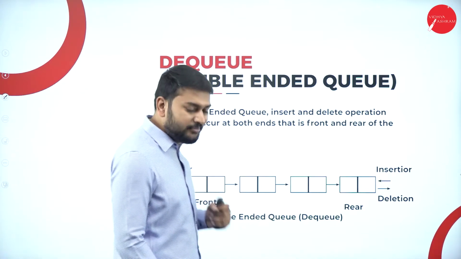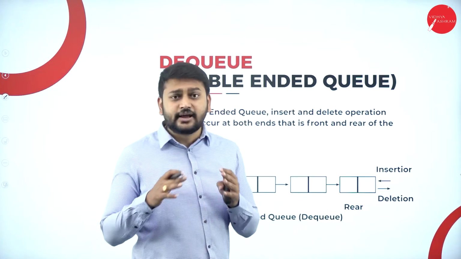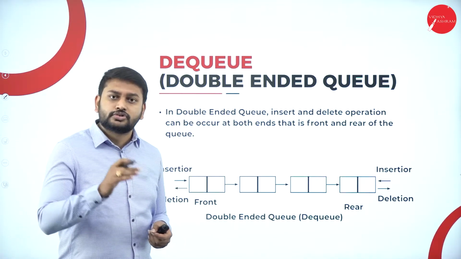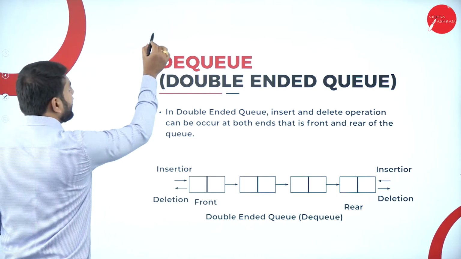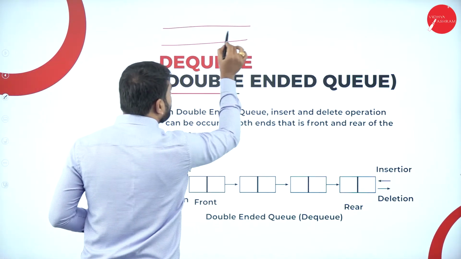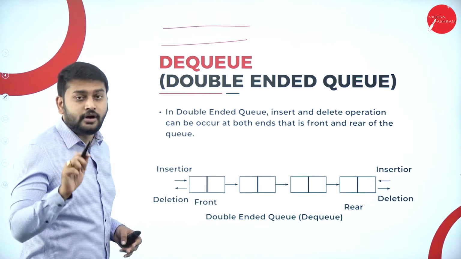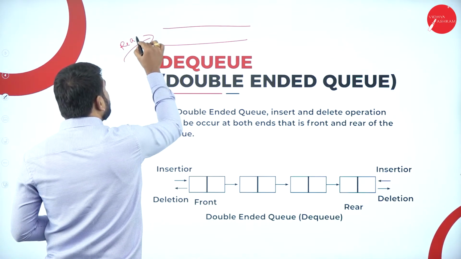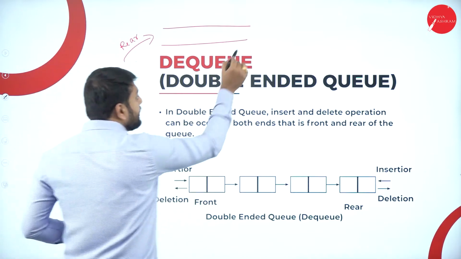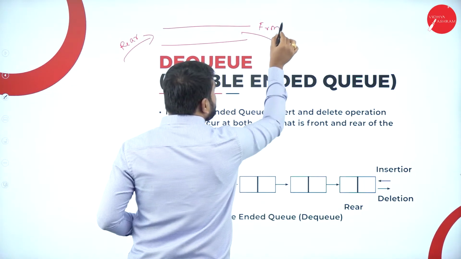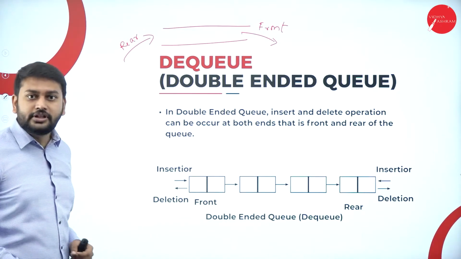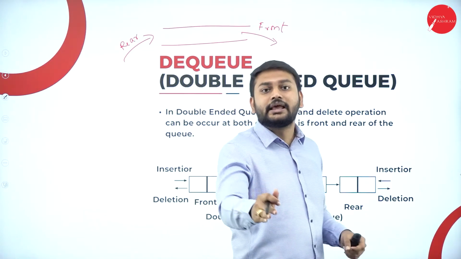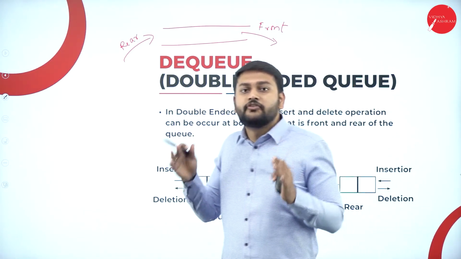When it comes to the doubly ended queue, what exactly is a doubly ended queue? What I explained in the previous concepts is this: observe, I have written the queue like this. Insertion will happen in the rear end and deletion will happen at the front end. That's what you need to remember. In the simple queue and circular queue, insertion will happen only in the rear end and deletion will happen only in the front end.